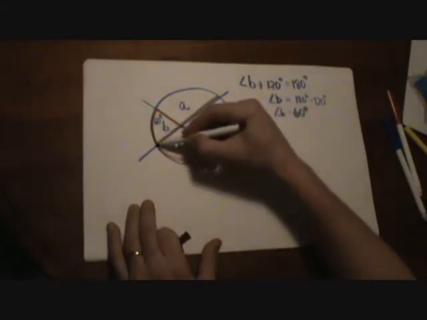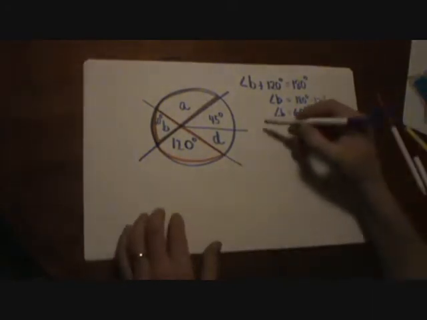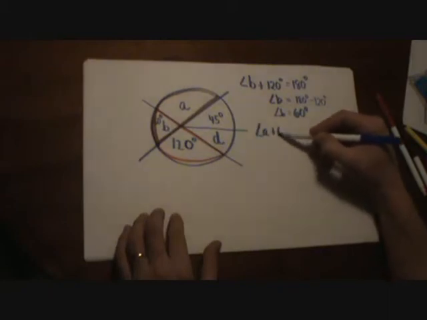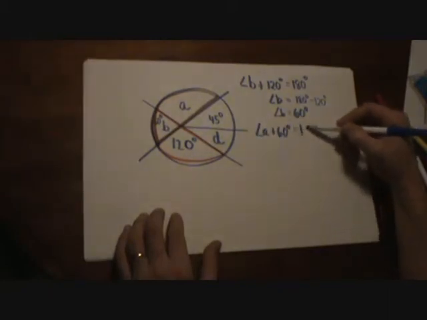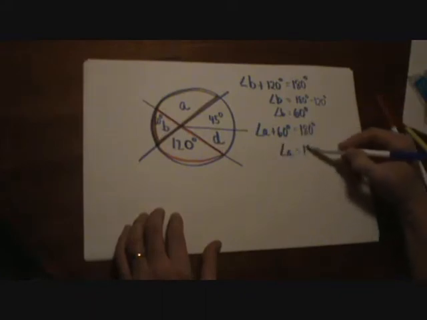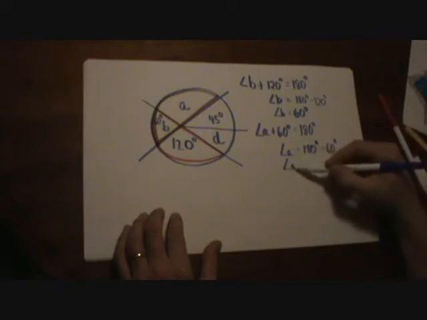Okay, I have the angle I just figured out, which is 60. If I add that to A, I get another half circle. Half circles are always worth 180, so all I need to do here is say angle A plus 60 degrees is worth 180. To figure out what angle A is, all I need to do is subtract the 60 from the 180. That leaves me with 120 degrees.